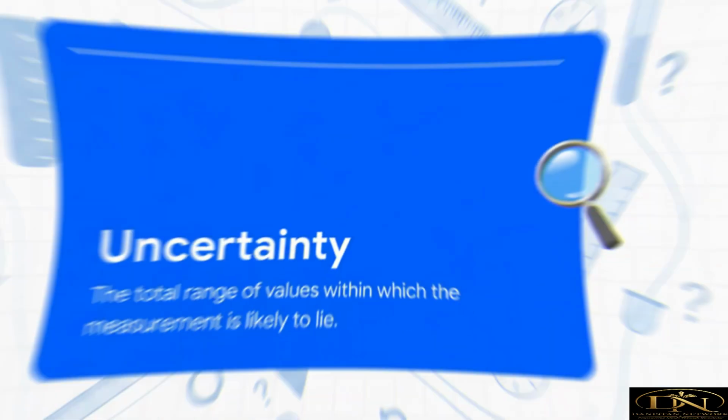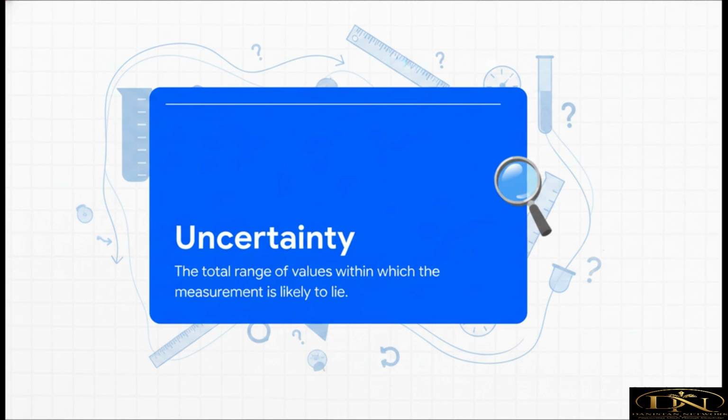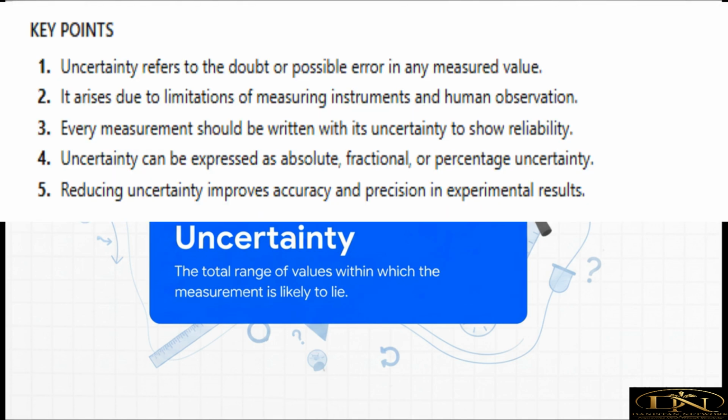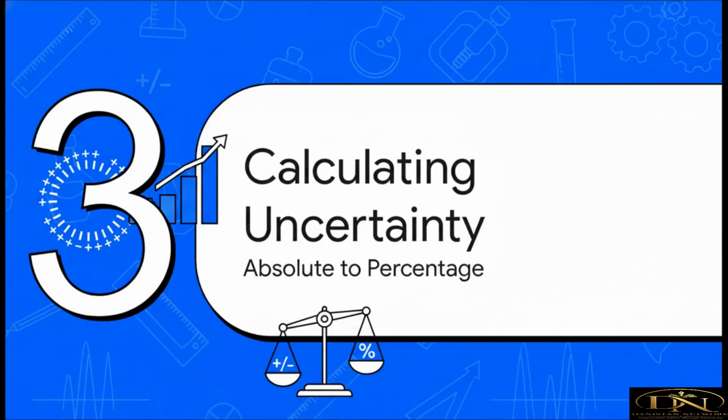So, that brings us to the official definition. Uncertainty is simply the range of values where the real measurement is likely to be. And listen, I'm going to say this again because it's so important. Uncertainty is not an error. It's not a mistake. You didn't do anything wrong. It's just the built-in wiggle room that comes from the limits of our tools and, let's be honest, our own eyes. Okay, so we know this doubt exists, but how do we actually work with it in our calculations?